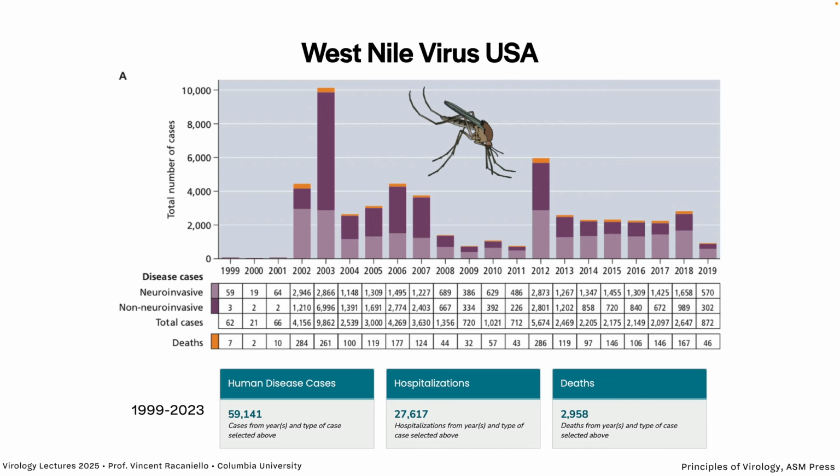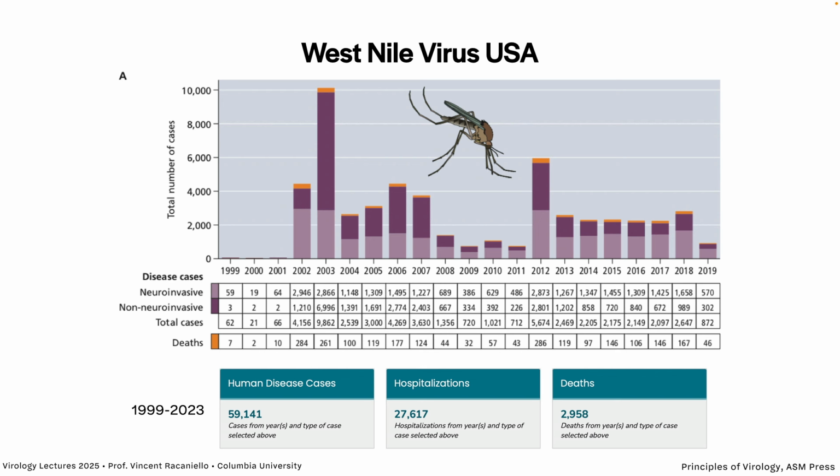These are the numbers in the United States. So the top chart, we have from 99, which is the first year it was here, and you can see different numbers in different years. It's broken up into neuroinvasive disease, the light purple, non-neuroinvasive, which is purple, and deaths, which is orange here. And so that only goes to 2019. From 99 to 2023, in the US, we've had a total of 60,000 cases, 27,000 hospitalizations, and 3,000 deaths. So as I said, this isn't a trivial disease, and a vaccine is in the making.